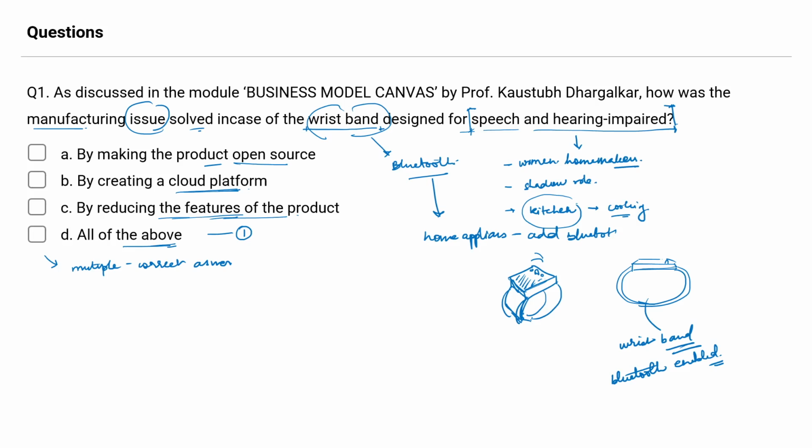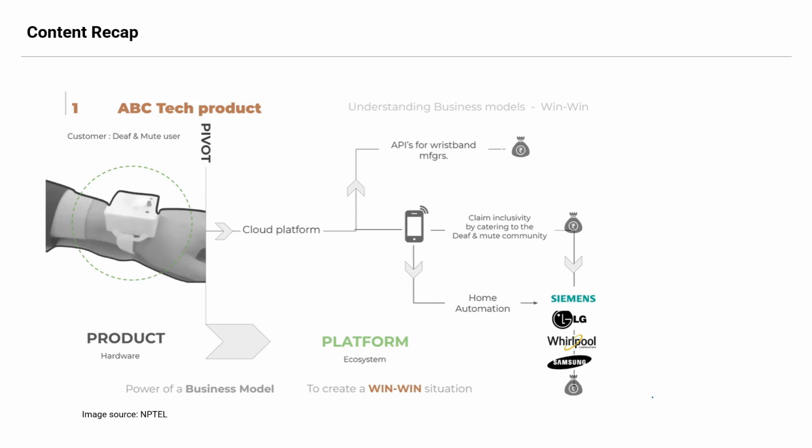Okay, let's validate the solution. So if you see, this is the product. This is the hand, right? And this is the product. This is the wristband. And if you see, these are the lights which it was having. So there was one light here, and then there was one light here, and one light here. Okay.